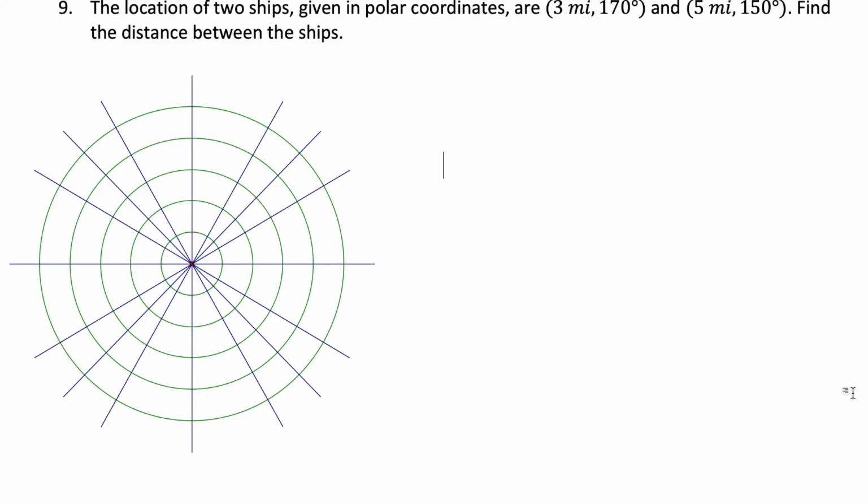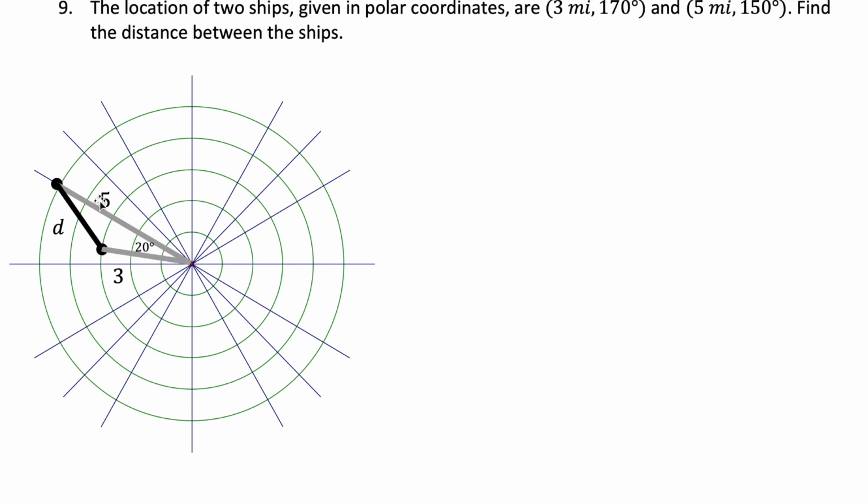For question 9, we have a similar setup, this time with 2 ships instead of planes. The first one is at 3 miles and 170. So here's approximately 170. There is the 3 miles out, 1, 2, 3. And next we have 5 miles and 150. So here's 150 and 5 out. There's our 5. We want to find the distance between the 2 ships, so we're looking for the distance right here. And you can see I already labeled in that the angle in between these 2 ships is 20 degrees.